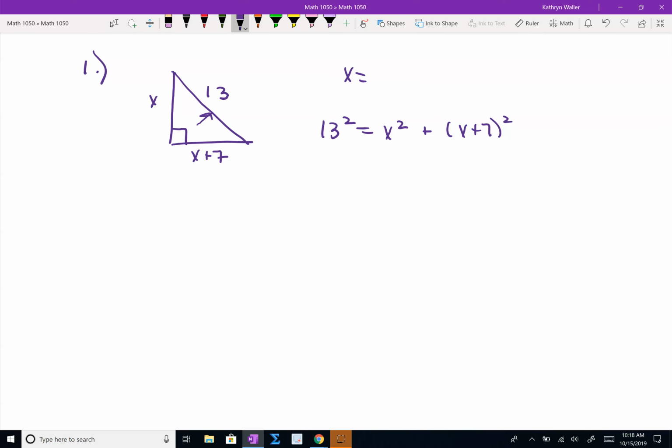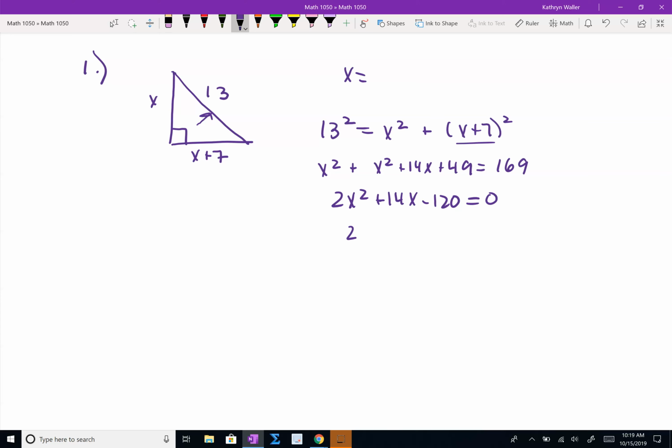Okay, so now I'm going to flip the sides too. So I have x to the second plus, FOIL that, I get x to the second plus 14x plus 49 equals 13 to the second, which is 169. Then I'm going to pull that 169 over. So I have 2x to the second plus 14x. The 169 comes over and gives me a negative 120. And don't forget your equals 0.